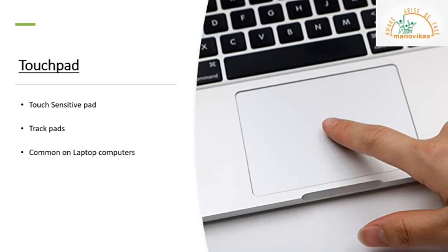A touchpad is a touch sensitive pad that allows you to control the mouse pointer by making a motion with your finger. It is also called a trackpad. Touchpads are common on laptop computers, and they have two buttons which work like the left and right buttons of a mouse.